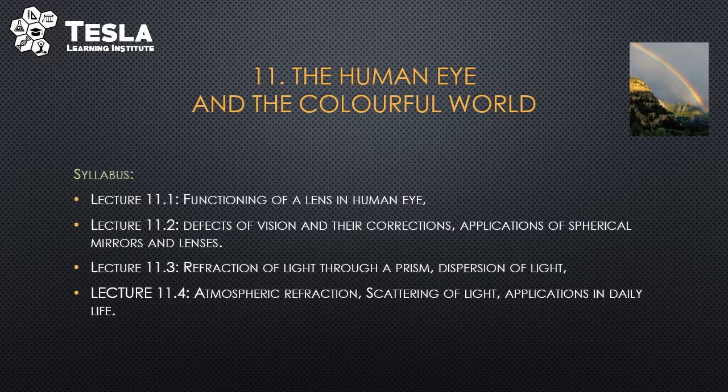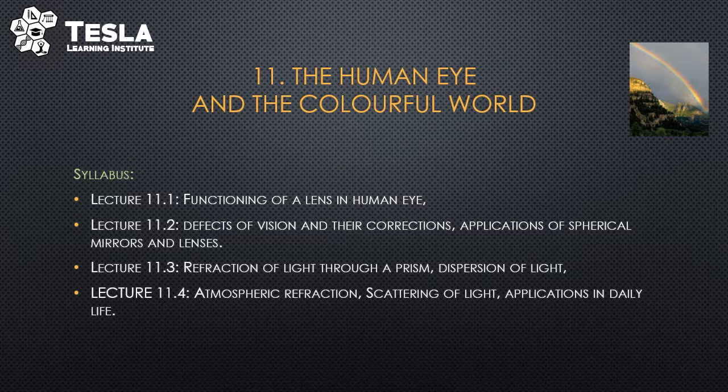After that, you have a lecture in which we will discuss the defects of vision human beings have, the defects the eyes have, and how to correct them, right? And what are the applications of the spherical mirrors and lenses that you have learned in the last chapter, that is chapter 10. In the third lecture we will talk about refraction of light through a prism, how the light is refracted when it passes through a prism.